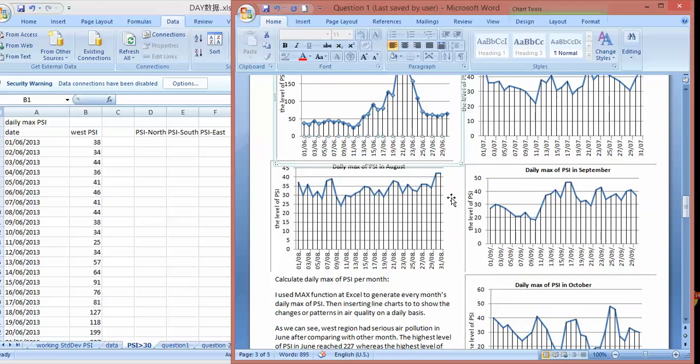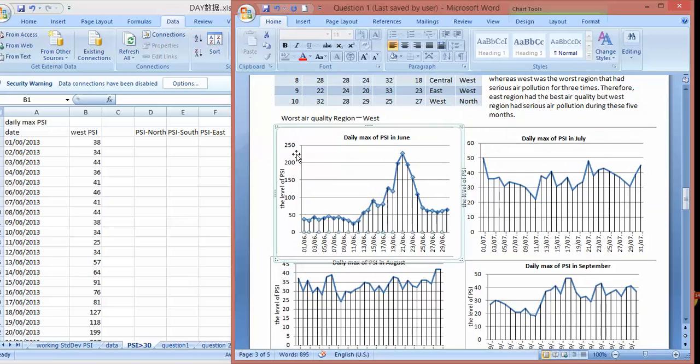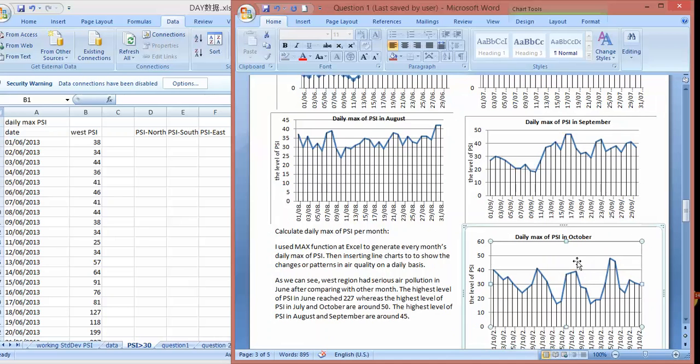So from the chart we can see that the West region had serious air pollution in June, when the highest level of daily max PXI is around 227. In July and October, the highest level of daily max PXI is around 50. In August and September, the highest level of daily max PXI is around 45.